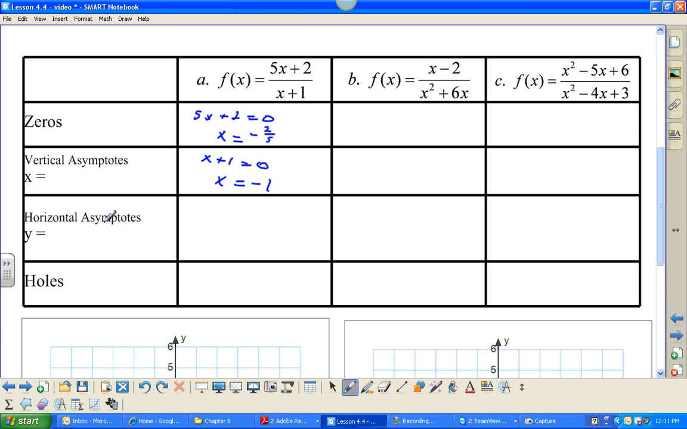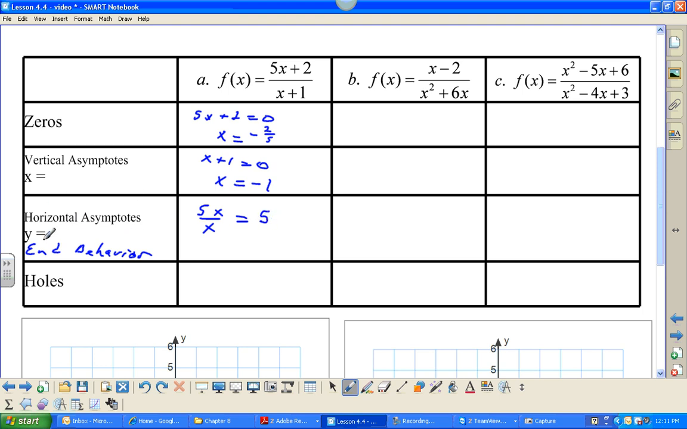Now horizontal asymptotes, we're talking about end behavior here too. If we talk about horizontal asymptotes, we're talking about what happens when the values of x are really, really large. So that's also the same as end behavior. So we'll write that here. Now, we're going to look at just the largest degree term in the numerator and the largest degree term in the denominator. So in this case, that's going to be 5x over x. And when I simplify that, we're going to get the number 5.